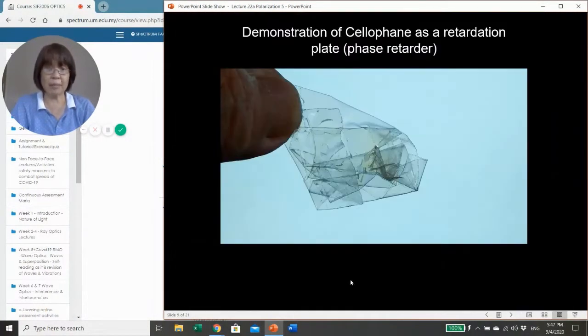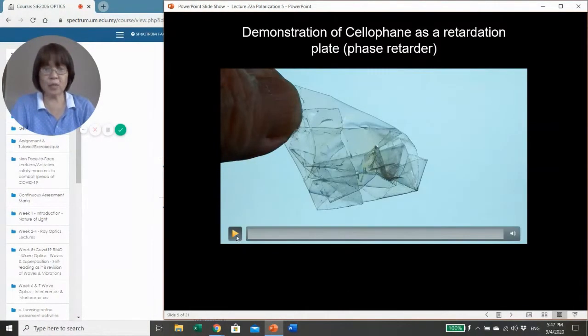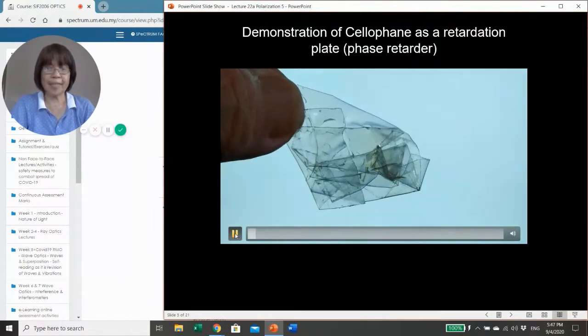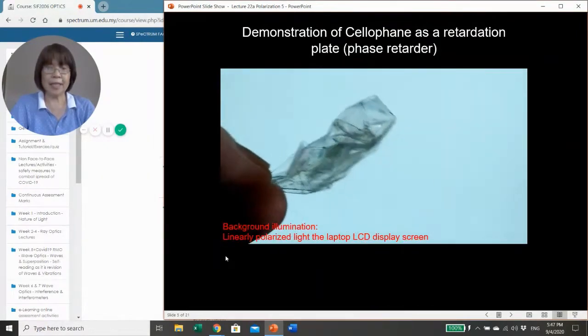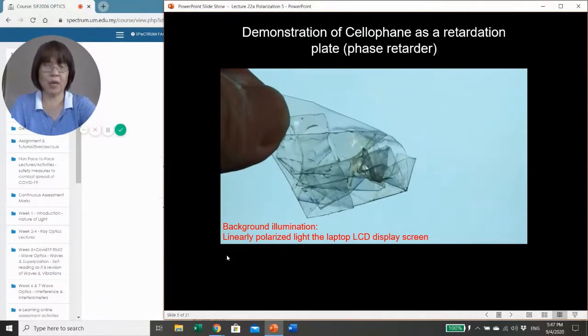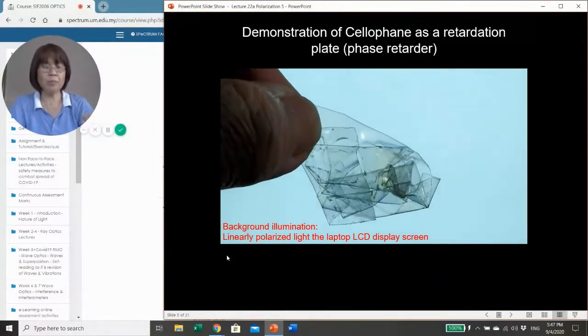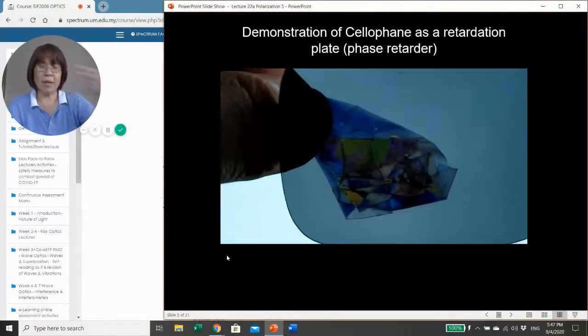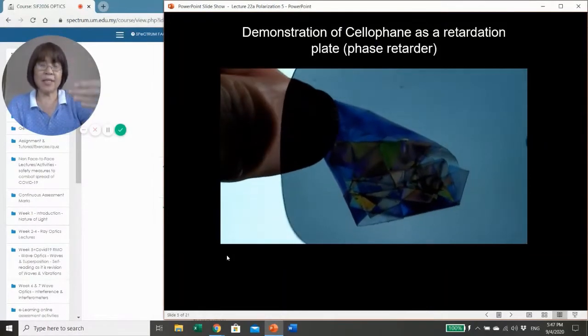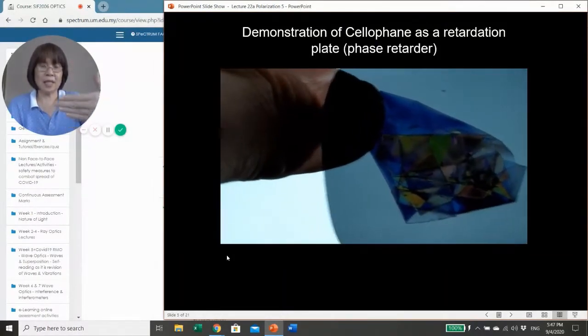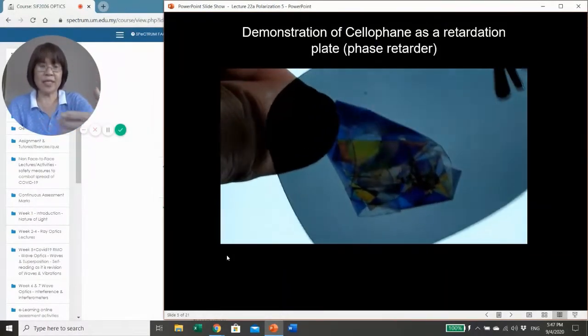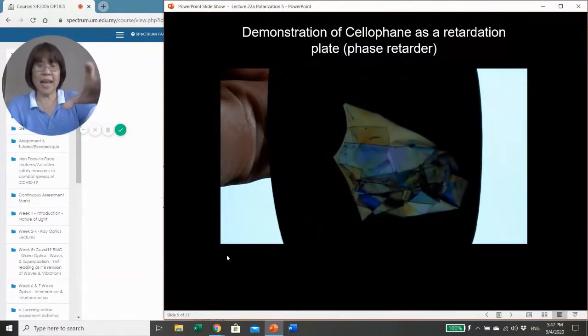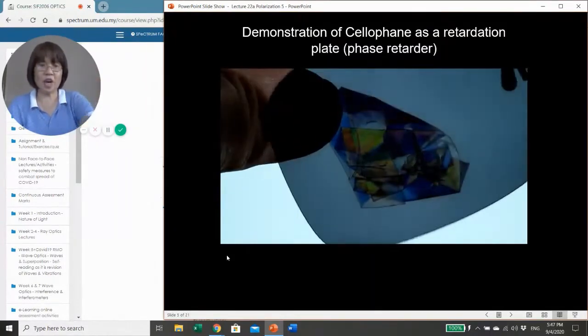So this will be the demonstration. Let's watch. That's a cellophane tape, linearly polarized from the screen of a laptop. And then when I put a polarizer sunglass in front of it, you can see the colors. As I rotate it by 90 degrees, you can see the complementary colors.